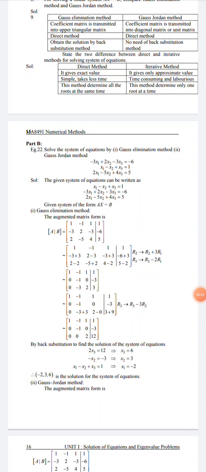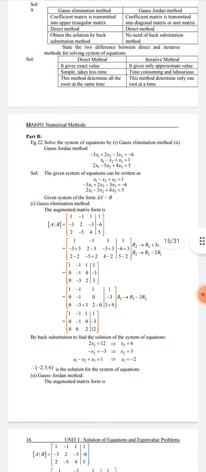Good morning, students. Today we are going to solve some problems on Gauss elimination and Gauss Jordan method. Here you have a problem. Solve the system of equations by Gauss elimination method and Gauss Jordan method.